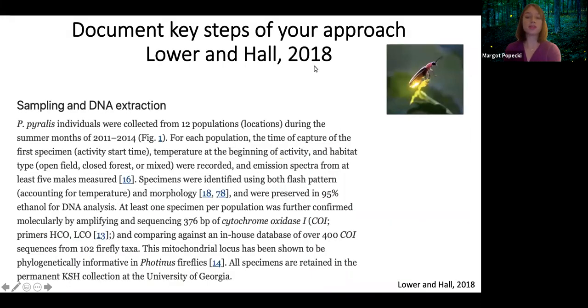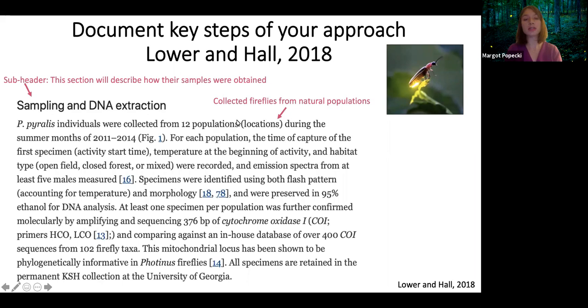So let's delve into an excerpt from the Methods of Lower and Hall, 2018. And so let's look at how these authors use different components of the methods section in their writing. So first, they started out with a subheader. So this section will describe how they obtained their samples and how they extracted DNA. So we can also see that they're giving us information on how they collected fireflies from natural populations.